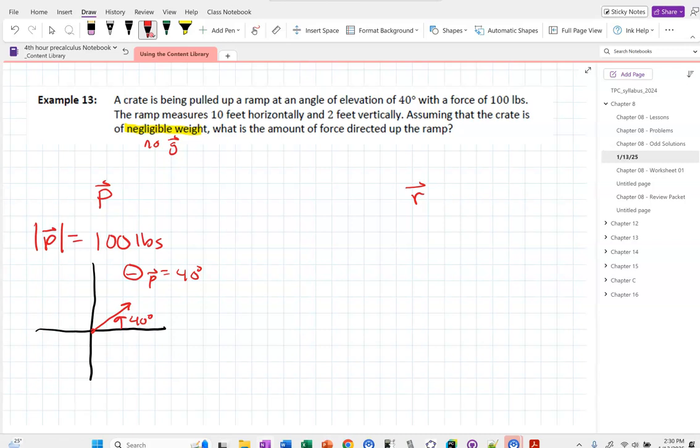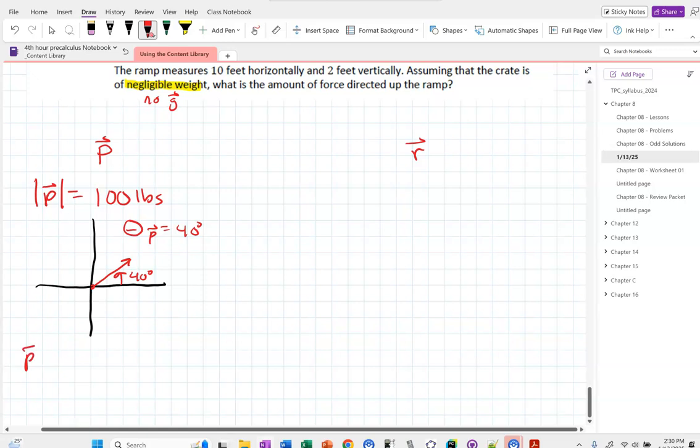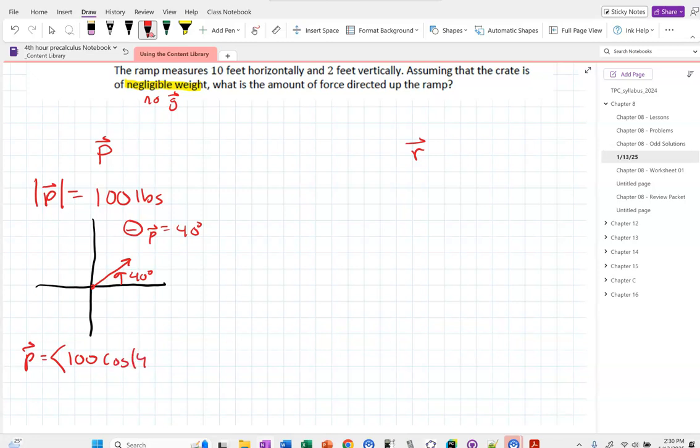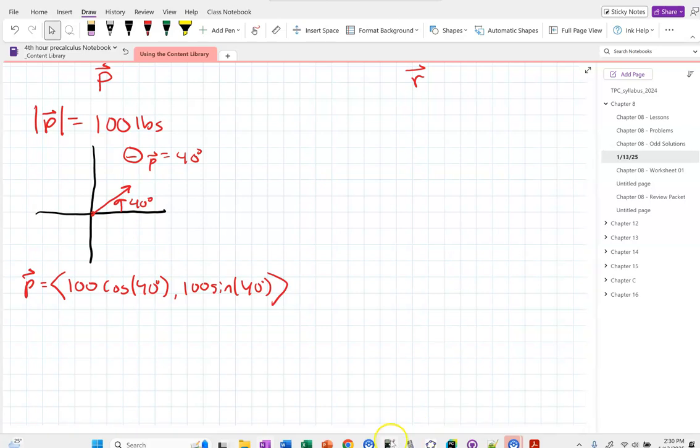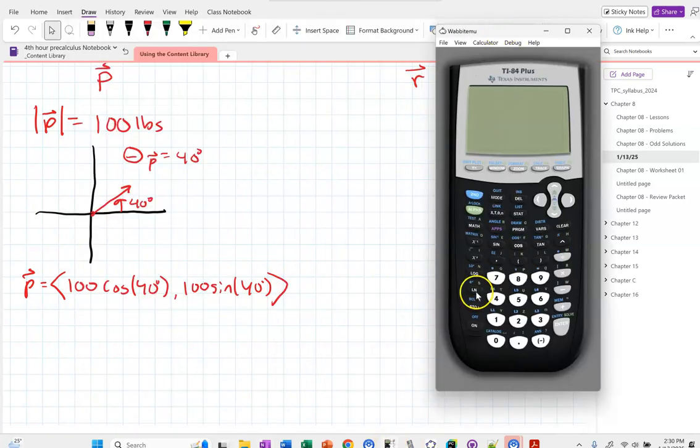Because we're being pulled up, right? So the force is going in that direction. You guys kind of see that? So my pull vector is going to be 100 cosine 40 degrees, comma, 100 sine 40 degrees. So 76.6 and then 64.3.